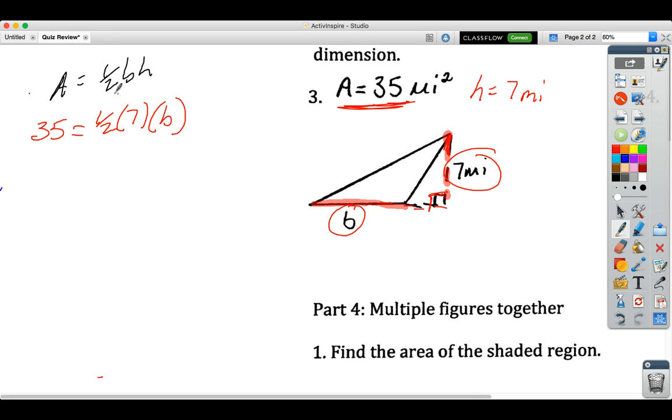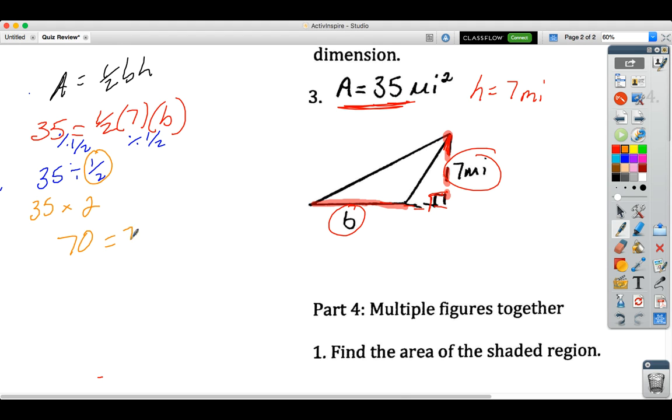Right now, the first thing I'm going to do, rather than dividing 7 by 2 and getting 3.5, what I'll do is I will get rid of this 1/2. So they're being multiplied. How do we get rid of multiplication? We divide by 1/2. So we divide each side by 1/2. So now it's 35 divided by 1/2. Remember, we keep, change, flip. That's what we do when we're dividing fractions. So now we keep our first number as 35. We change the division to multiplication, and we flip this fraction to a 2 instead of 1/2. And now 35 times 2 gives me 70.